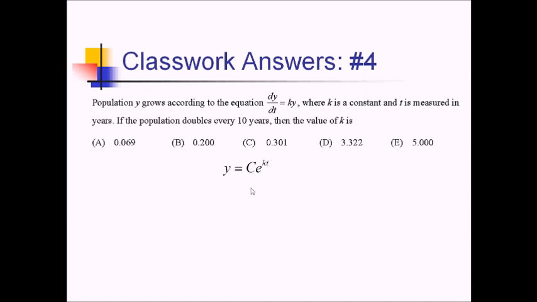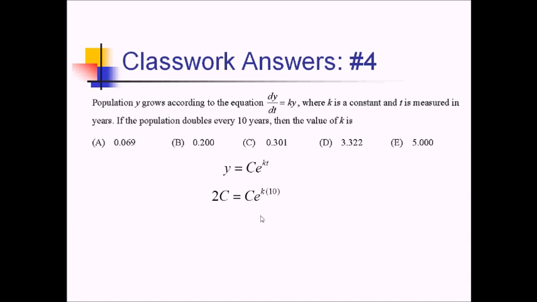So we're told that the population doubles every 10 years. I don't know what the initial population was, but I know in 10 years it's going to be 2 times that. It doubles. So we can write 2c equals c times e to the k times 10, because they said every 10 years this happens. So every 10 years, the population doubles.